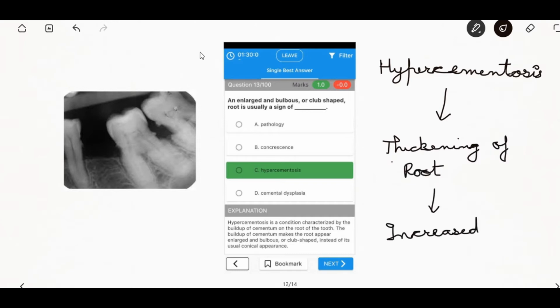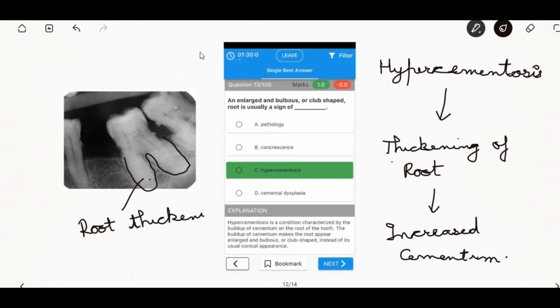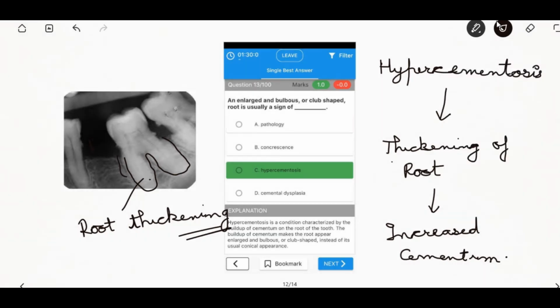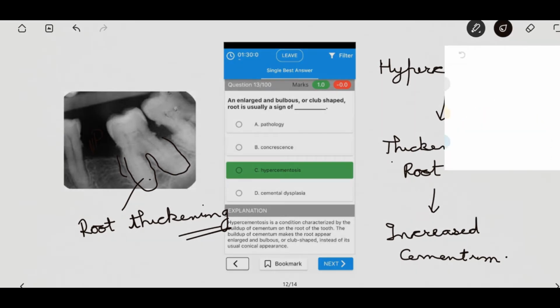Now what is hypercementosis? Hypercementosis, or the term used is segmental hyperplasia. It means that there will be excessive cementum, so there will be deposition of excessive cementum. And on radiograph, what would you see? In radiograph, you would see the affected tooth demonstrate a thickening of the root.